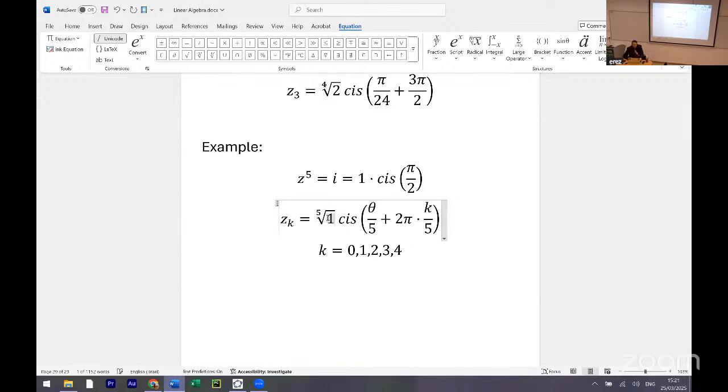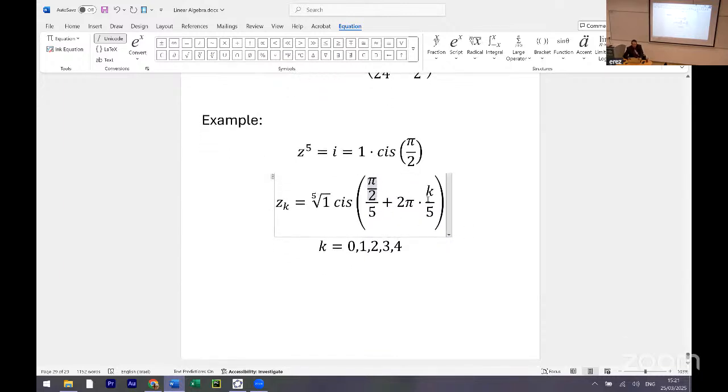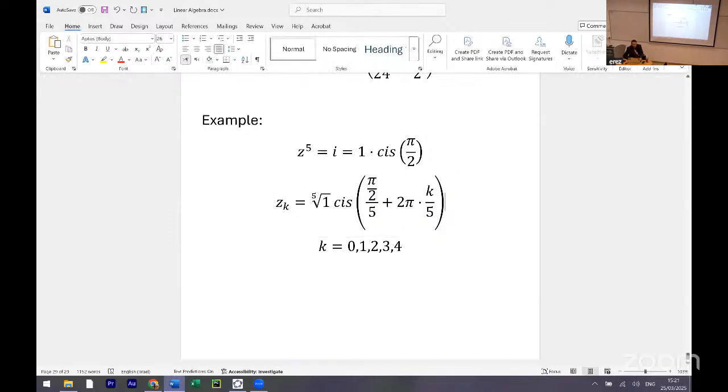That's the distance, the absolute value of the number whose roots we calculate. And lastly, what is the theta? Pi over 2. And that's it. You just need to plug in 5 different k's and you'll get 5 different answers.